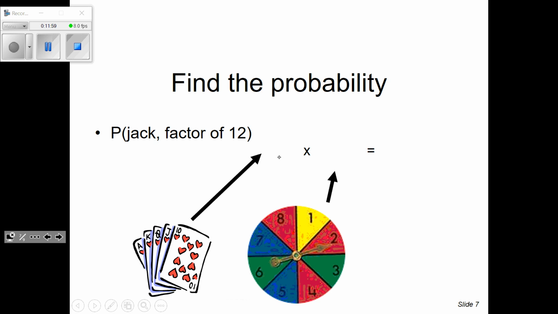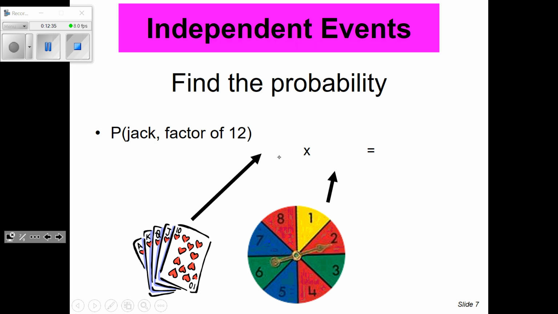All right, so here they ask you to find the probability of taking a jack out of this deck of cards and a factor of 12 on the spinner. So first of all, what do you guys think? Is this independent or dependent? Independent, right? These two have nothing to do with each other. This one's cards, that one's a spinner. Good. Okay, so how many cards do we have here? 5. And how many of them are a jack? Okay, so the probability of a jack would be 1/5. Good. All right, so it is independent, and a jack is 1/5.